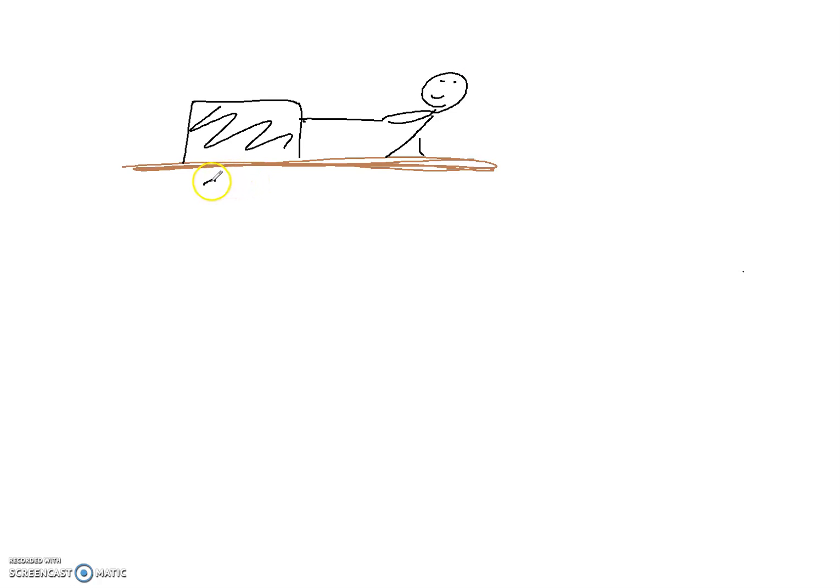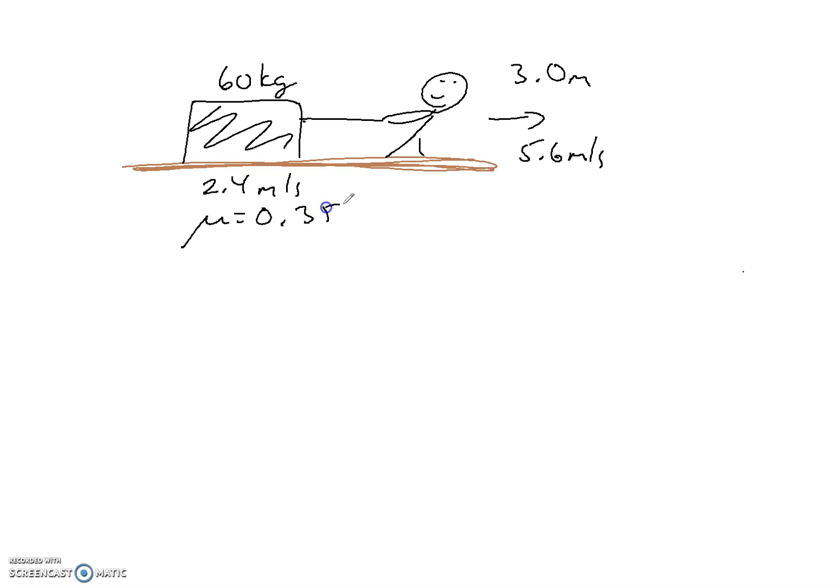And suppose the box is already moving 2.4 meters per second. Let's say it's a 60 kilogram box, and they're moving along. Let's say they go 3 meters. And after 3 meters, they are going 5.6 meters per second, so they've gotten faster. And let's say the coefficient of friction between the box and the ground is 0.35.